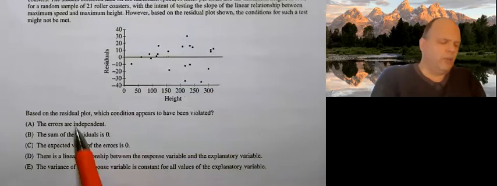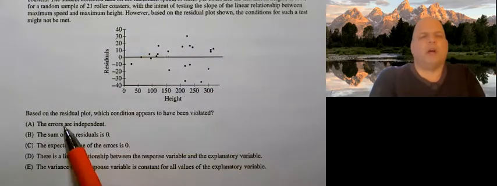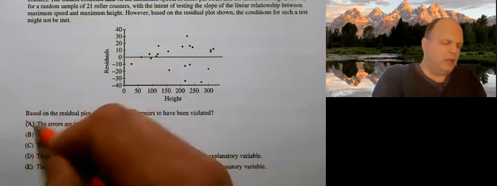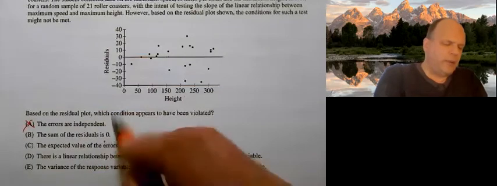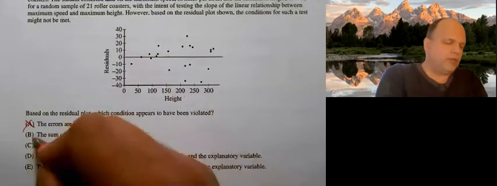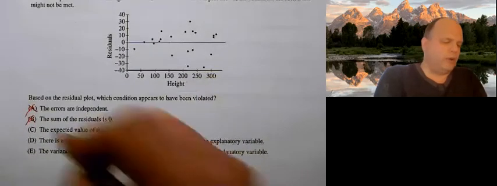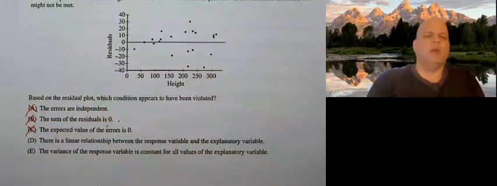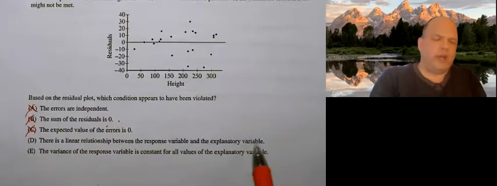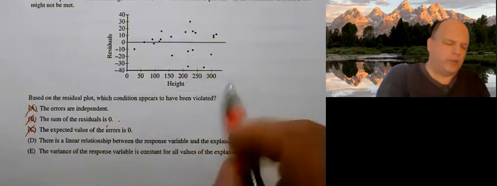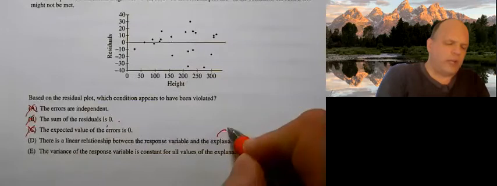All right, so we don't talk about errors being independent. The sum of the residuals is 0. It better always be 0. So that's always the case. The expected value of the errors is 0. No, the sum of the errors is 0. There's a linear relationship. That's not what we show here. We show that on a scatter plot. We don't show that on the residual plot. So this is shown on a scatter plot.